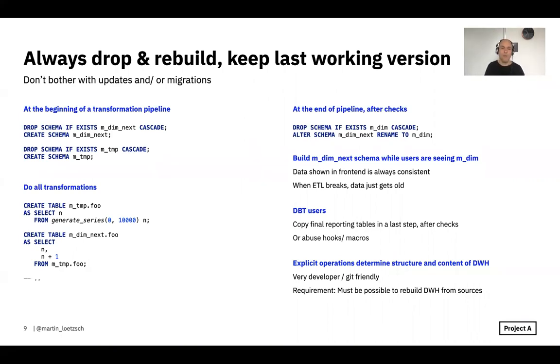So if you always drop the tables that you create and build new ones, then it must be possible to rebuild your data warehouse from its sources, right? So you need to have some sort of a raw data layer where all the data is in there. And it should also contain all the data that you need to build your dimensional model, right?